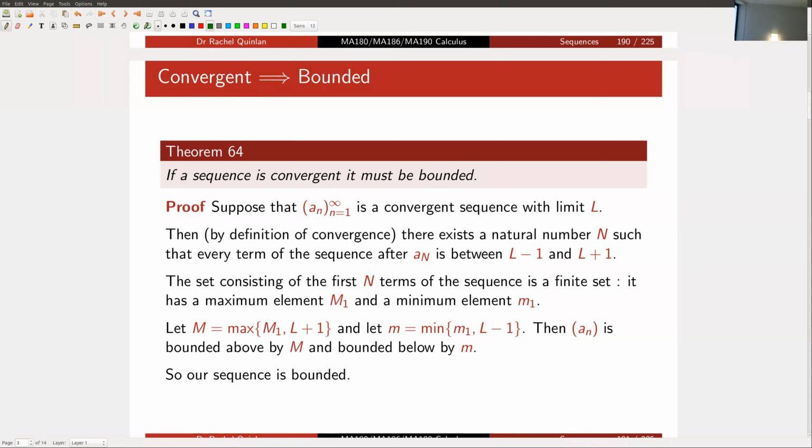So let me try to say something about this proof without just reading it from the slide, and also let me try to add a picture that hopefully won't totally destroy the readability of the whole thing. So the assertion is that if a sequence is convergent, it must be bounded. So let's give ourselves a sequence which is convergent and try to persuade ourselves that, based on what we know about convergence, it must also have this property of being bounded.